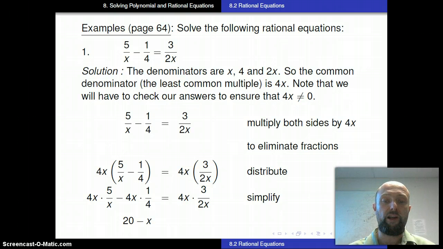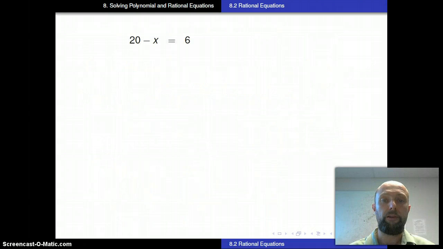For the third term, we have 4x times 3 over 2x. X cancels out, and 4 over 2 simplifies to 2 over 1, and we find 2 times 3, which is 6. Next, we solve this new equation. We subtract 20 from both sides and get negative x is negative 14. Multiply both sides by negative 1, and we find x is 14.